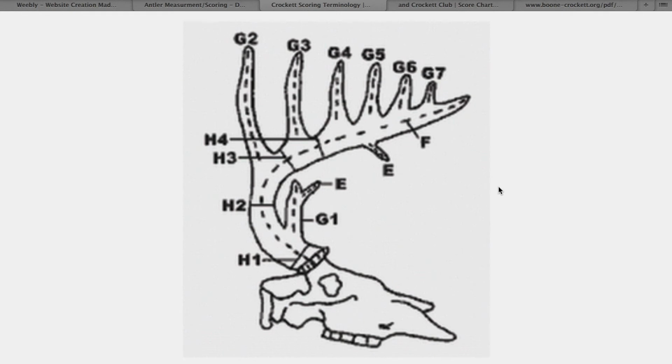Beam length: the measurement from the bottom of the burr to the tip of the main beam. Item F in the photo is an example of the main beam measurement.